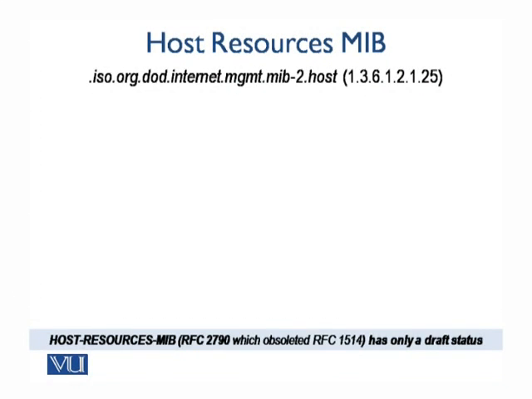And you can see the overall name of this group, .iso.org.internet.mgmt.mib-2.host. So you would see that this host is actually coming below MIB-2, but it is not a part of MIB-2 as defined by RFC 1213. So it's not mandatory to implement. In fact, this RFC has only a draft status, which is telling us that it is implemented fairly widely, but not that it is mandatory.